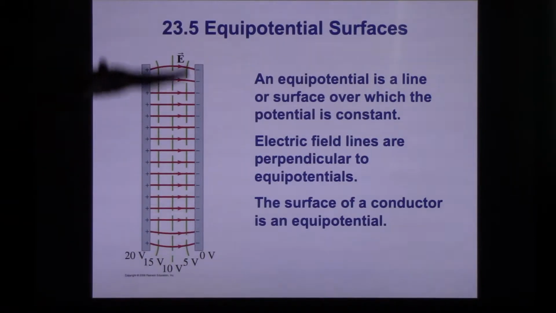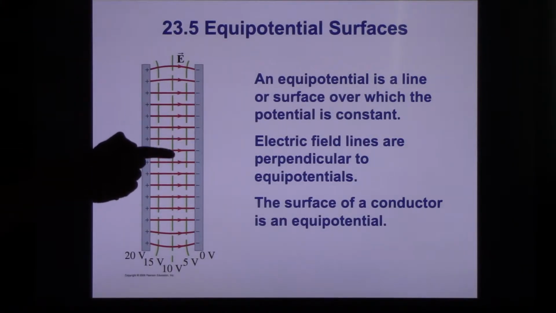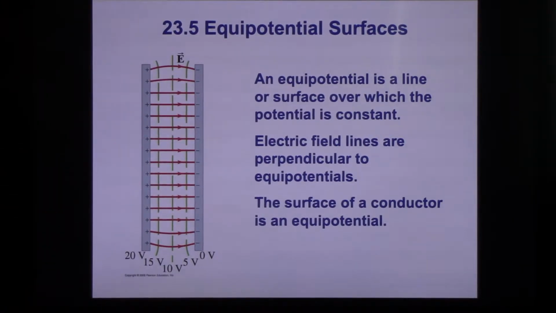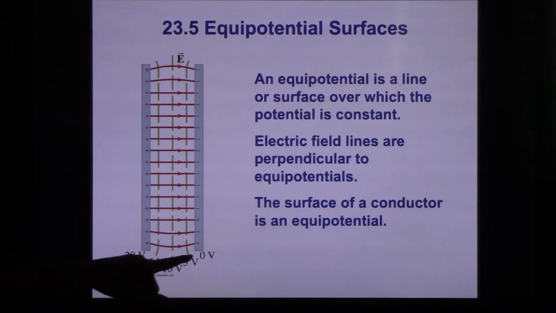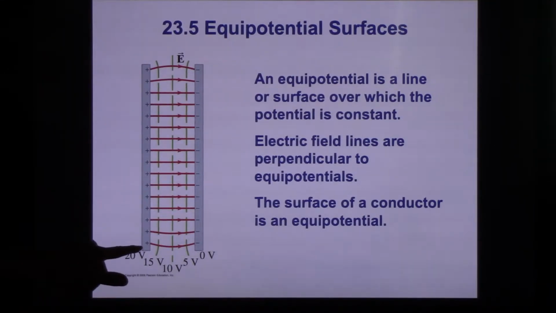So if we stay away from the edges, the electric field will be pretty uniform, and that says we'll have nice parallel electric field lines drawn here in red. And then they will be crossing these equipotential surfaces that are evenly spaced. If it's a uniform electric field, those equipotential surfaces, they've labeled them here, 20, 15, 10, 5, 0, and that's what the pattern will look like.